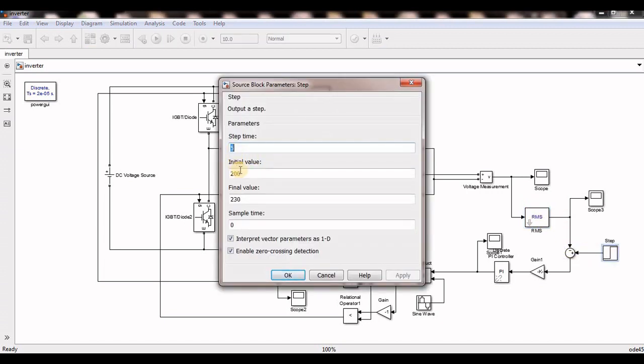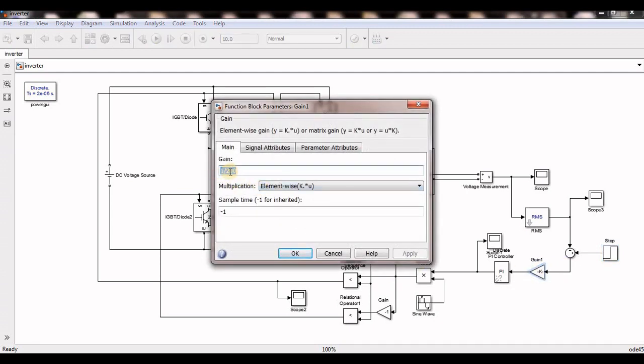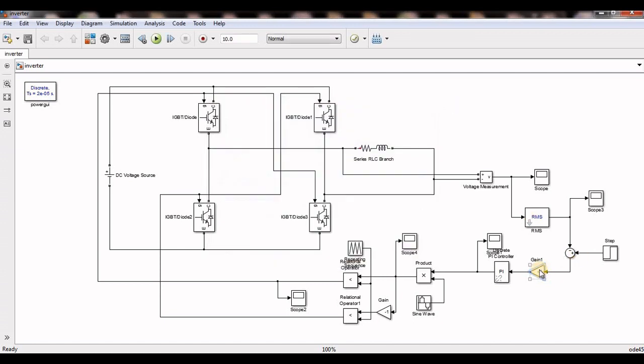See, up to 5 seconds I require 200 volts. After 5 seconds I require 230 volts. So my output should be 200 till 5 seconds, after that 230. So before giving it to the PI, I converted this error to a nominal value. So I divided by 1 by 200, or 1 by 230 also you can divide it. It is not a big problem. Based on this gain factor, the gains of the PI will be changed.